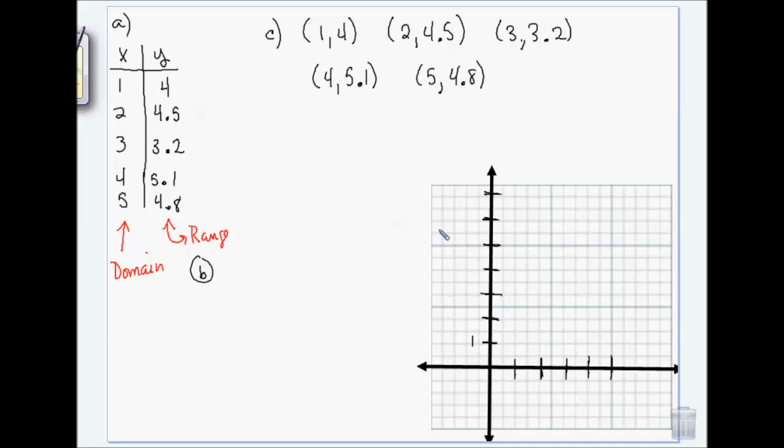And now I'm going to graph. So Team 1's was 4 feet. That's right here. Team 2 is 4.5 feet. So that's right here. Team 3 is 3.2 feet. So 3 is right here. So 0.2 is just above that somewhere. Team 4 is 5.1 feet. So here's 5. 0.1 is just right on top of 5. And then Team 5 is 4.8, which is just right below 5.